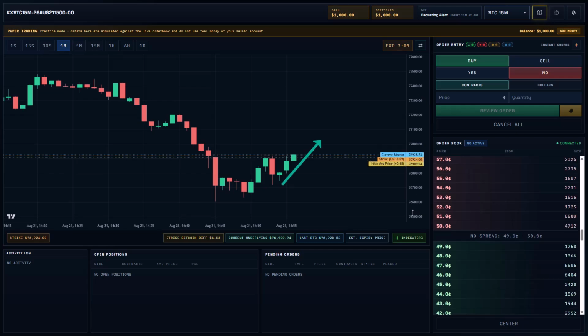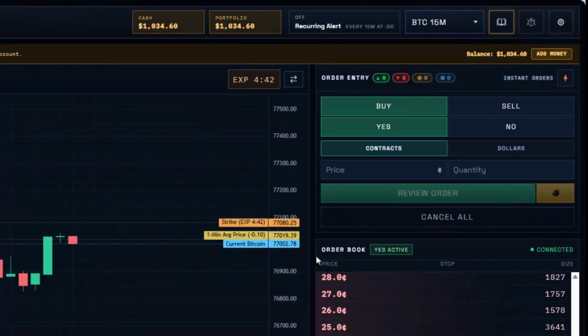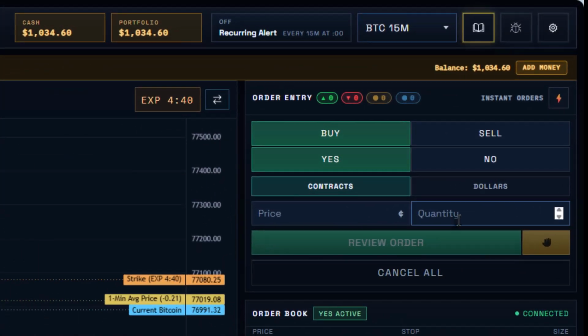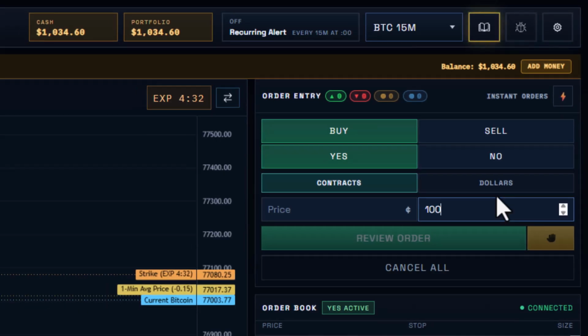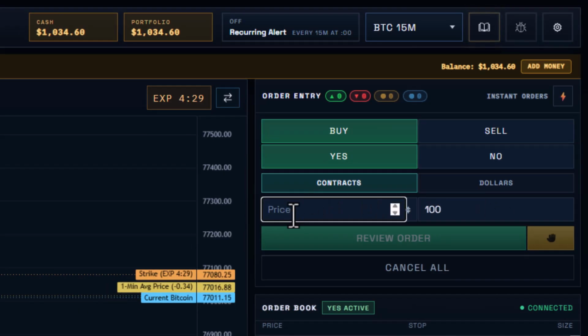In this example, we can see that Bitcoin is trending upwards towards the yes side. I'm going to input that I would like to purchase 100 contracts. Midnight Terminal uses limit orders. The price entered here represents the highest price I'm willing to pay for each contract. I'll enter a limit price of 95 cents.